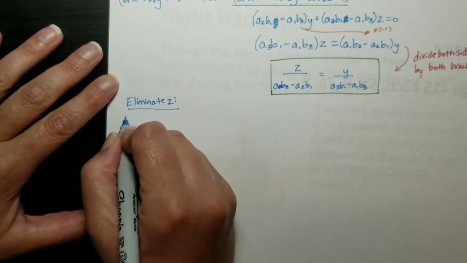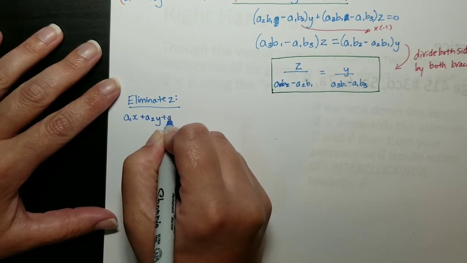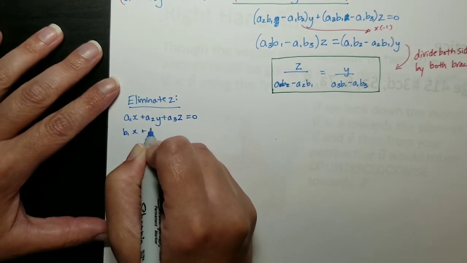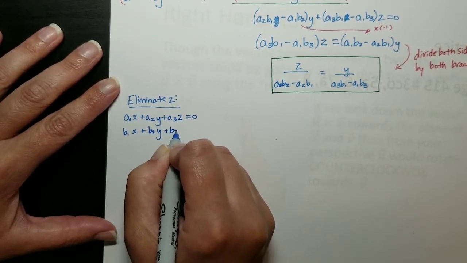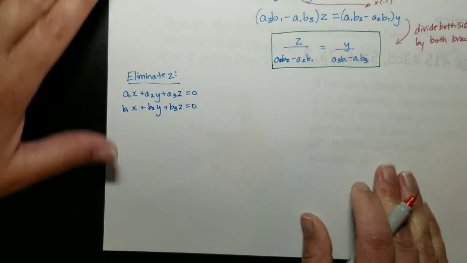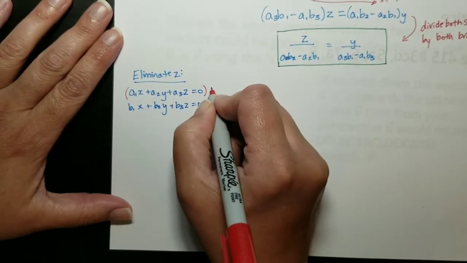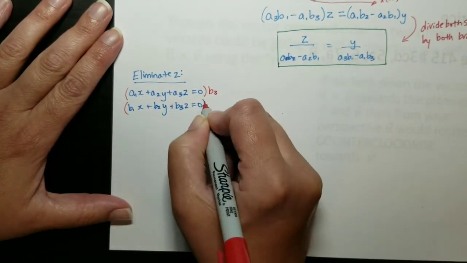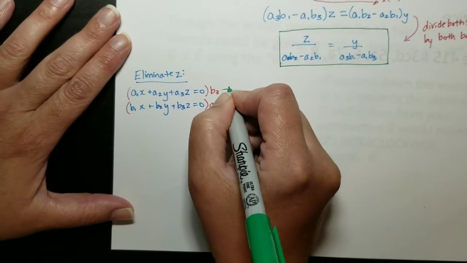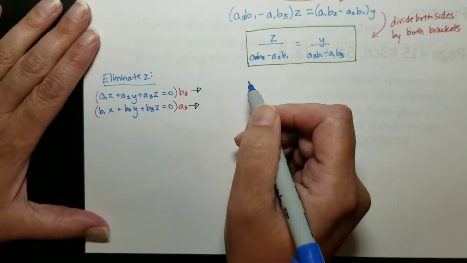So I'm going to start again from a1x plus a2y plus a3z equals 0, and b1x plus b2y plus b3z equals 0. So I am going to take the first equation, because I want to get the same coefficient for the z's, and multiply by b3, and take the second equation and multiply by a3. And then I will have the same z terms in each so that I can subtract and eliminate a variable.